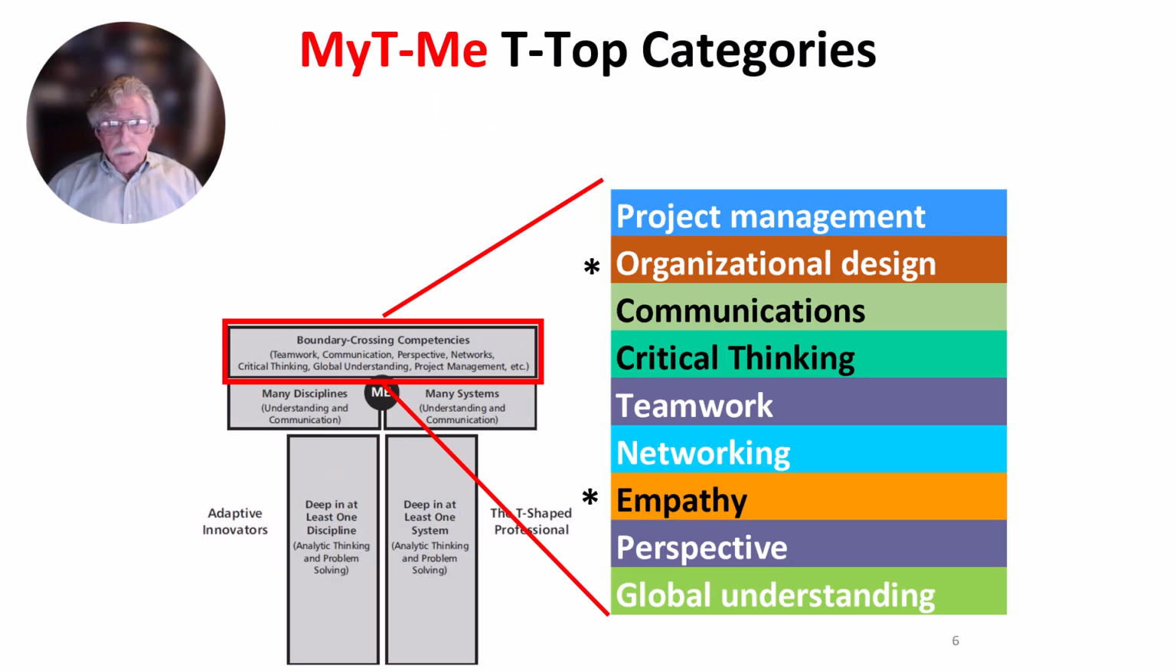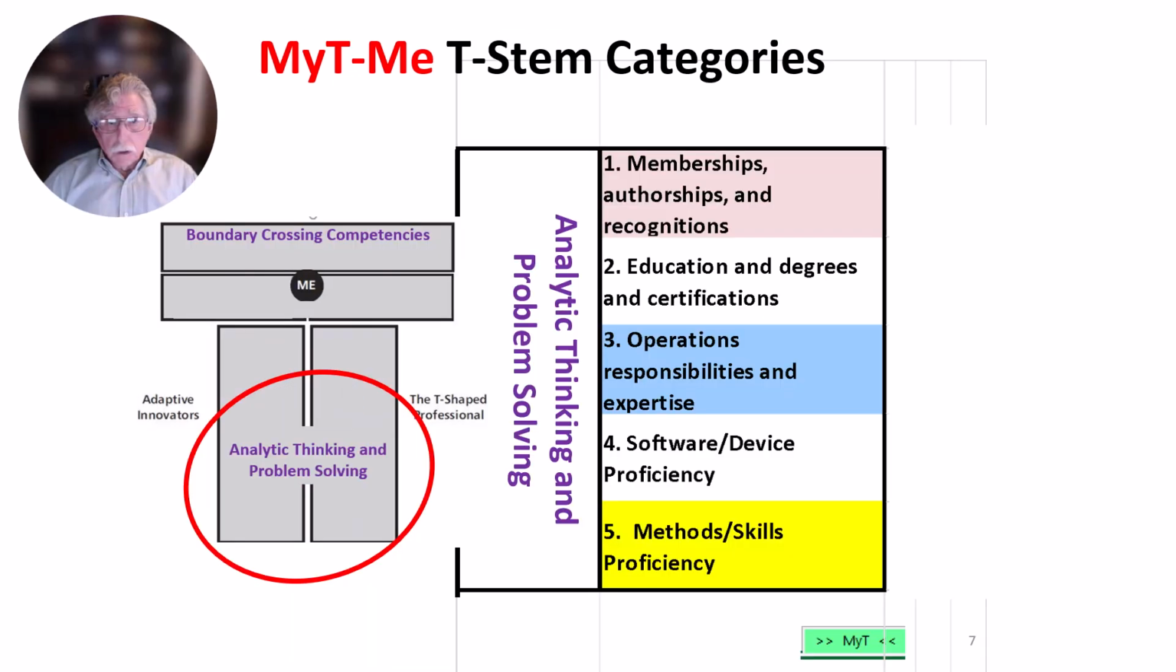To define the MyT-Me T-top, we included the 7 categories from the figure, plus 2 others, to reflect experience across disciplines and/or systems based on published discussions and papers at that time. Similarly, we defined 5 categories to reflect expertise in a system and/or discipline for the T-stem. They included memberships, authorships and recognitions, education and degrees and certifications, operations responsibilities and expertise, software and device proficiency, and methods and skills proficiencies.